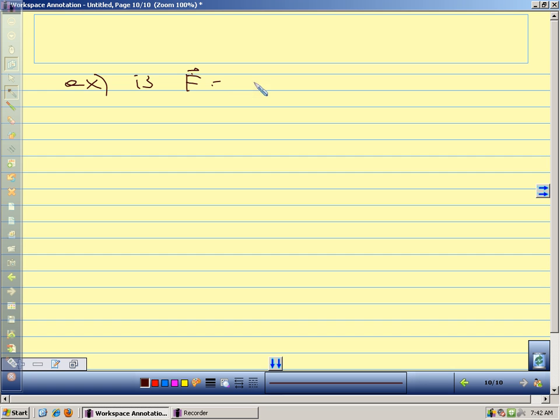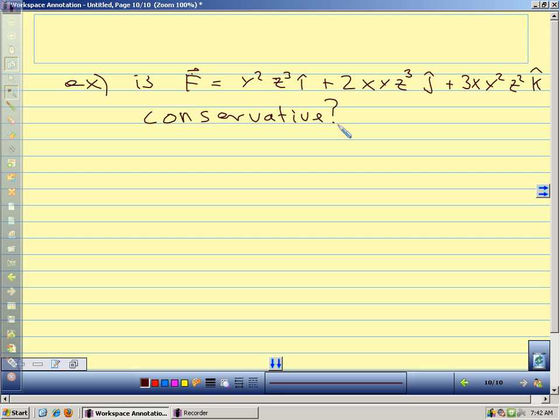Our vector field is y squared z cubed i plus 2xy z cubed j plus 3xy squared z squared k. We want to know, is this conservative? And if so, we want to find a potential function.